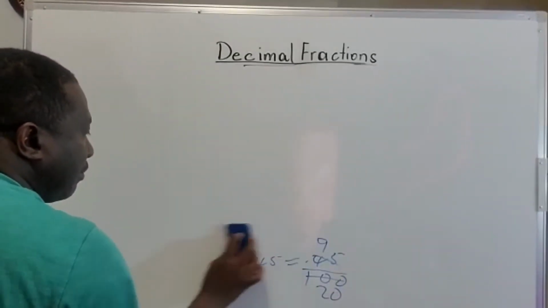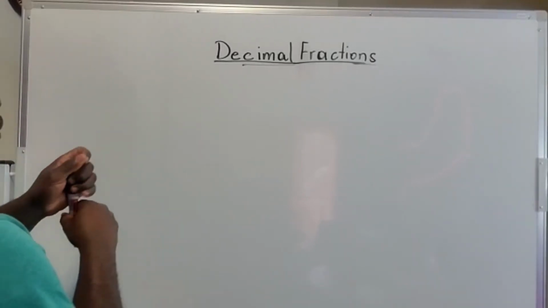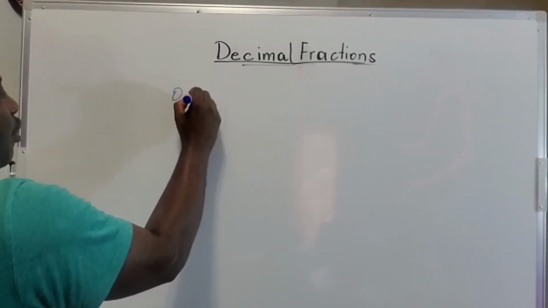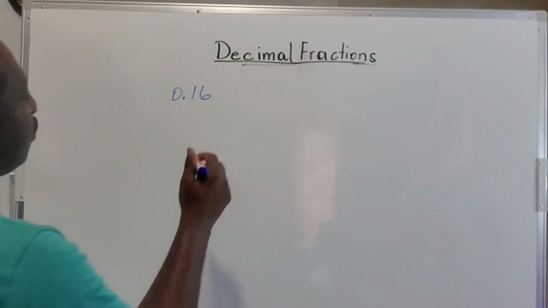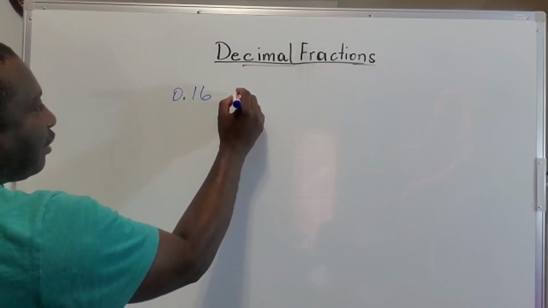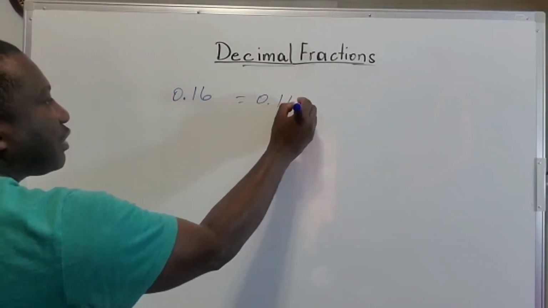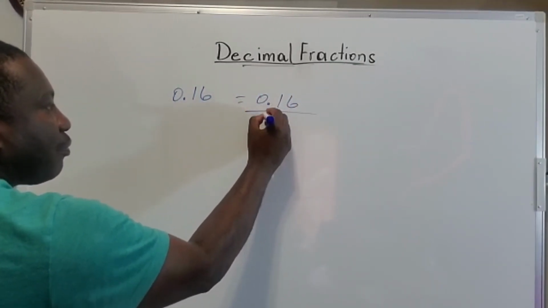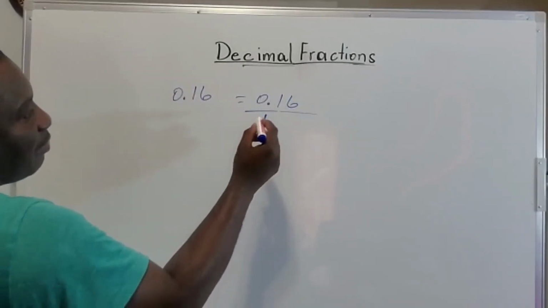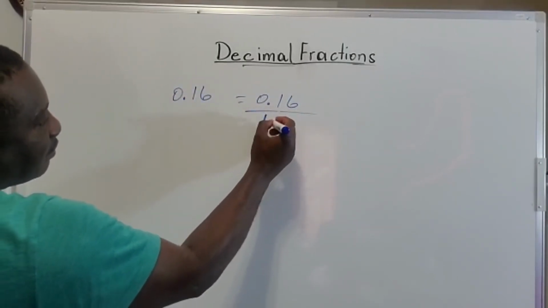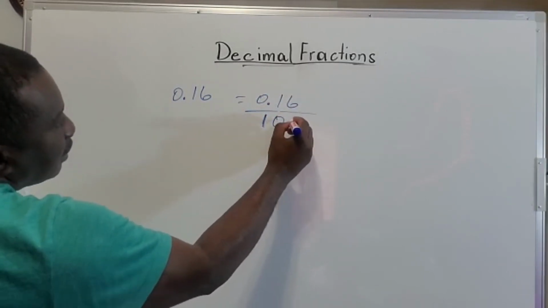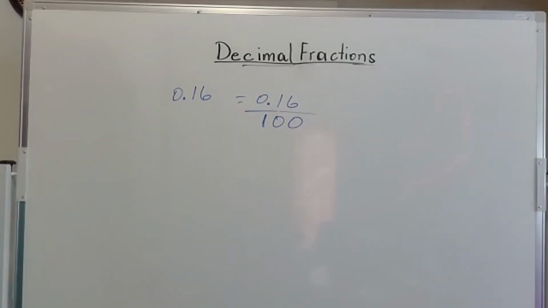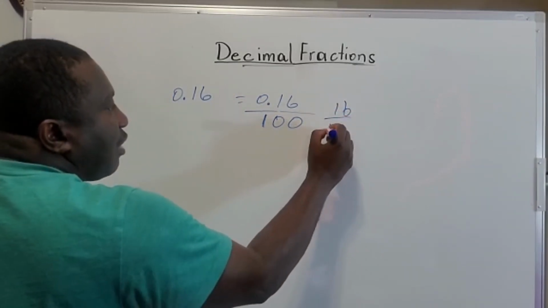Let us try one more example this time, guys. 0.16 as a decimal. I'm going to change it to a fraction. So what we'll do, as I said earlier, 0.16, put a decimal point. 1 goes under the decimal point. Add zeros as per the number of digits that follow the decimal point. So we are simplifying 16 over 100.